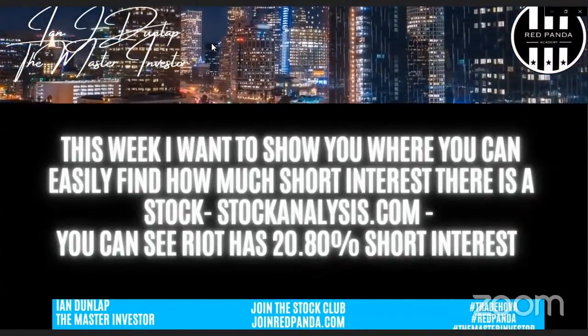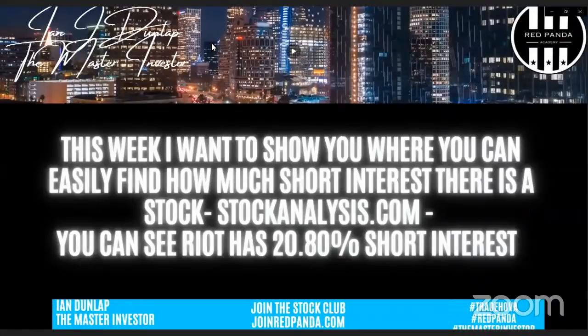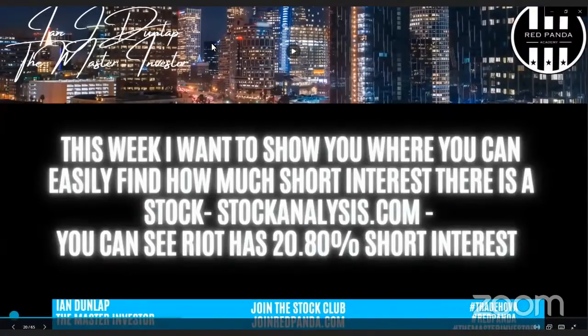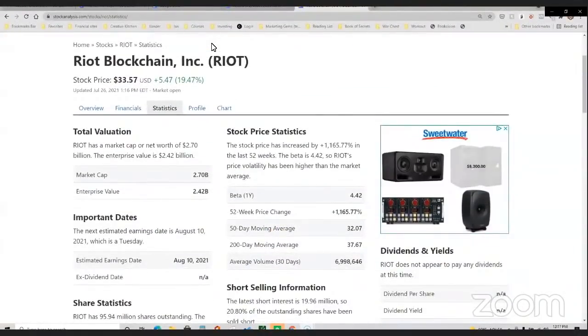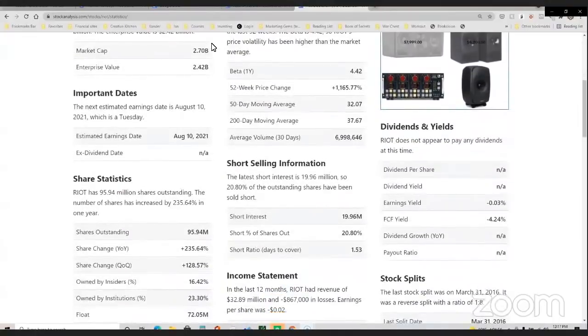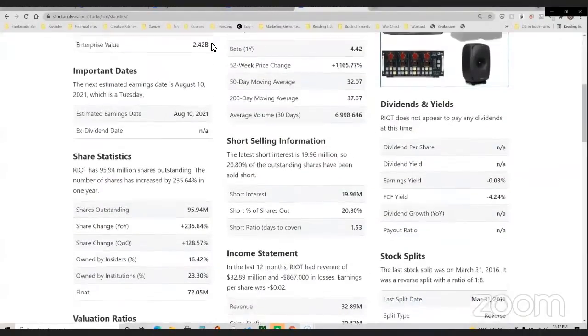This week, I want to show you where you can easily find out how much short interest there is in a stock. So write this down. The site is stockanalysis.com. And I'm going to walk you through and show you that Riot has a 20% short interest in it. So if you can see, this is Riot Blockchain, stockanalysis.com. If you scroll down and go to the stats tab, you can scroll down and see a few things that are pretty interesting. So short interest, 19.96 million, 20.80% short percentage of shares out. And then you can also see what the short ratio is, how many days they'll have to cover.